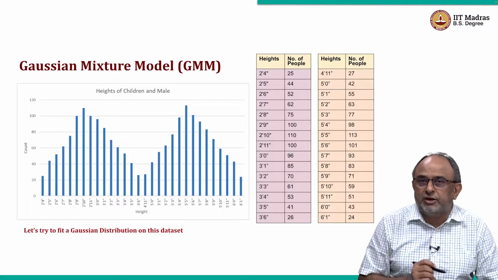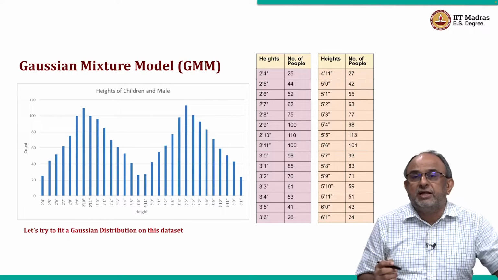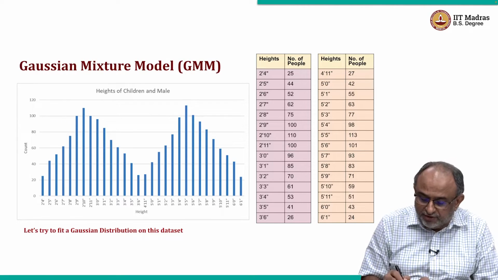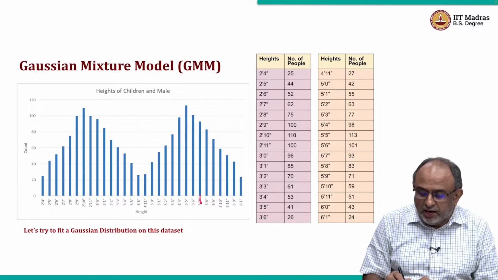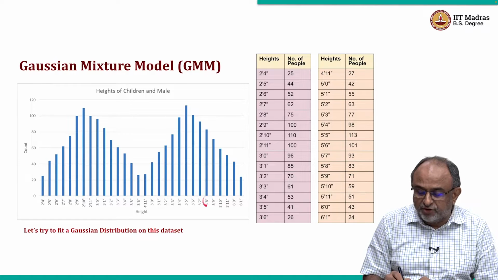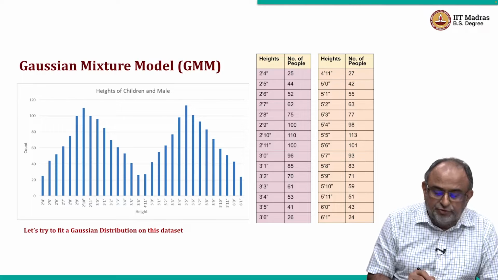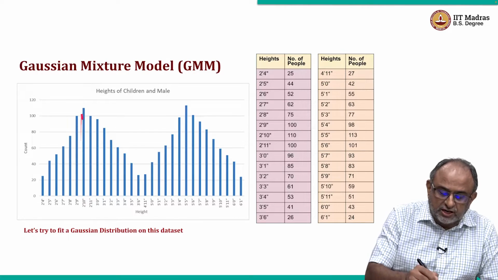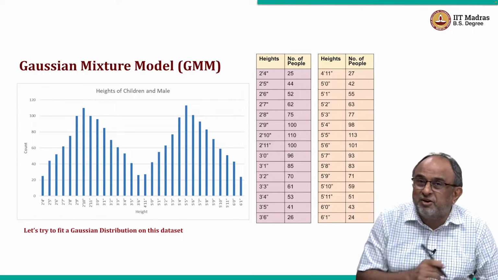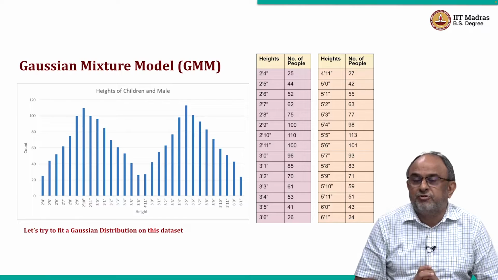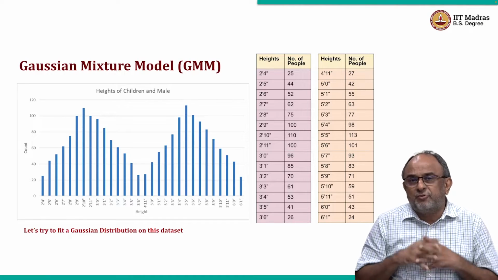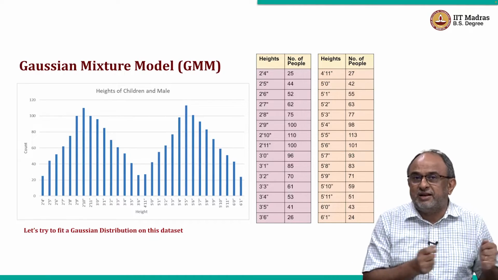Now, of course, I can find out the probability. What is the probability in this population that the heights are between 5 feet 7 inches and 5 feet 8 inches? I will count the number of 5 feet 7 and 5 feet 8 people and divide by the total number of people. What is the population that is between 2 feet 10 inches and 2 feet 11 inches? Again, I count. But remember, I started my last class with the idea that I want to not carry this data as it is.